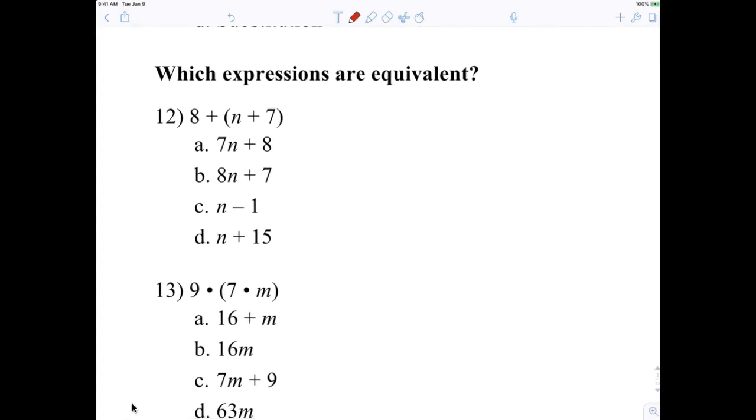All right, somebody help me out with 12. Come on, girls, help me out. Tell me, what do you think? Say it again? Yes, I'm proud of you. D. Right, because you're just combining things that are alike, right? So this is 8 and this is 7. That's how I got what? 15. Good. Yes, sir. Okay, so let's figure out why you made a mistake.